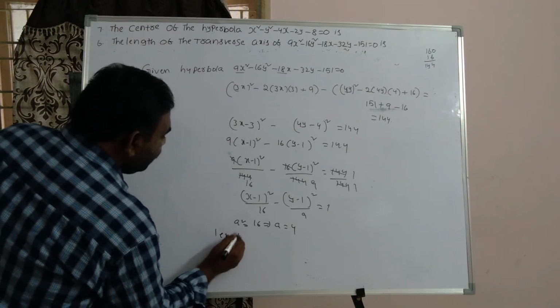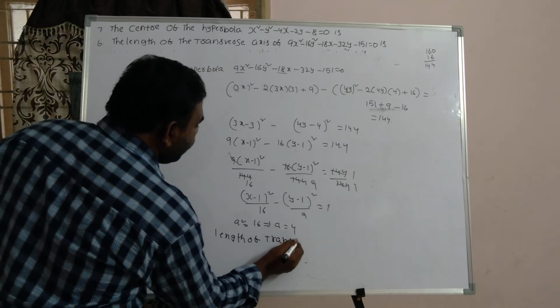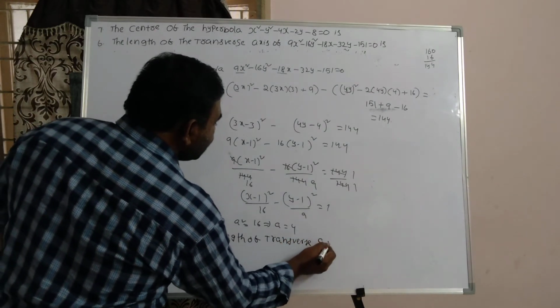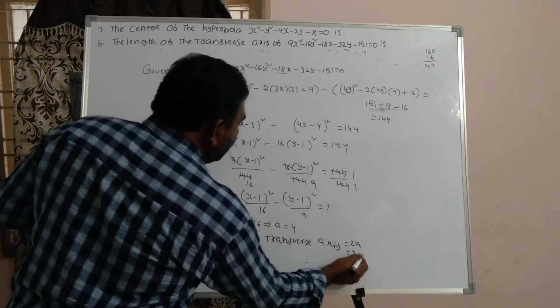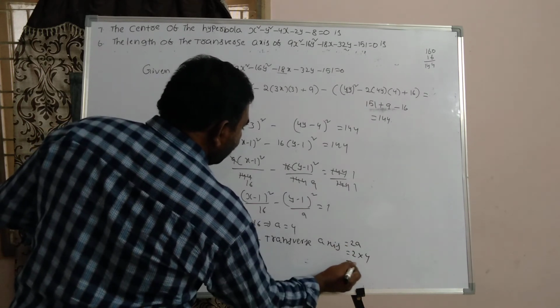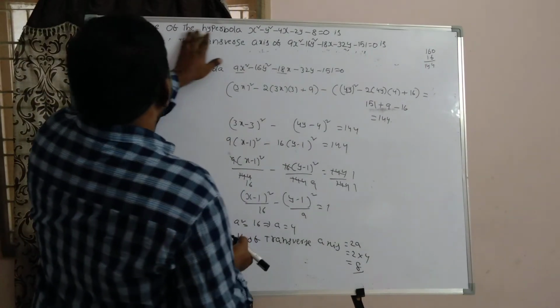So length of transverse axis is equal to 2a. 2 into a value 4. 2 4 are 8 is the answer. Now explain the last problem.